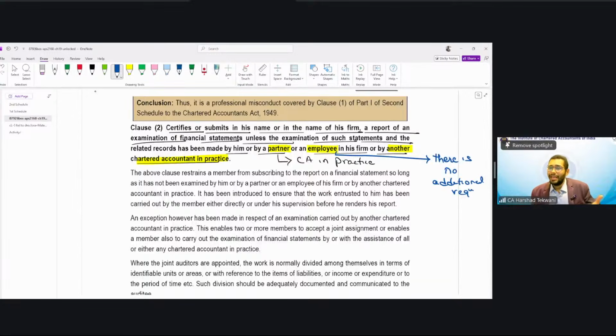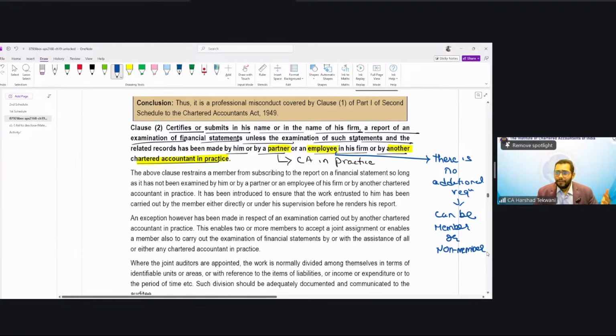That means he can be CA, can be non-CA. Can be member or non-member. Simple. And by another chartered accountant in practice, by joint audit, or you can say relying on the work performed by another auditor. Both of the scenarios can be there.